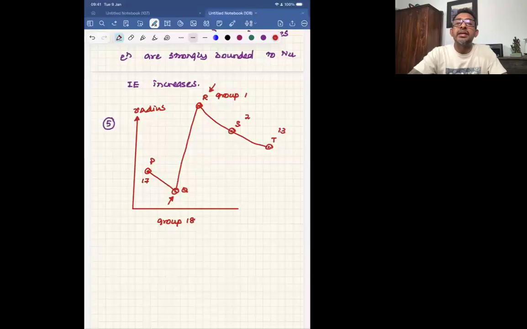How come the radius decreases? I mean the fourth question: aluminium, silicon, phosphorus. Going across the period, from the left-hand side to the right-hand side, radius decreases because of the increase in the effective nuclear charge.